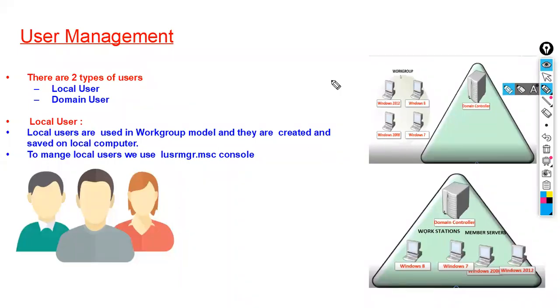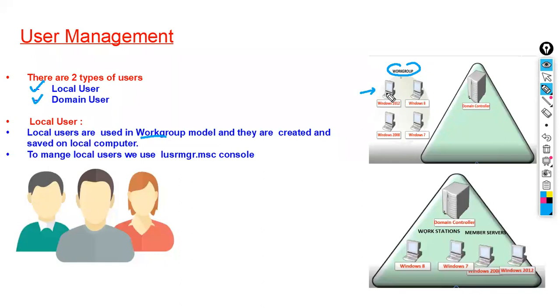So we'll see user management. So guys, there are two types of users. One is local user and the other is domain user. What is local user? Local users are used in workgroup model and they are created and saved on local computer. So these local users are created in workgroup model, and as we have discussed, we need to create the username and password on local computer.